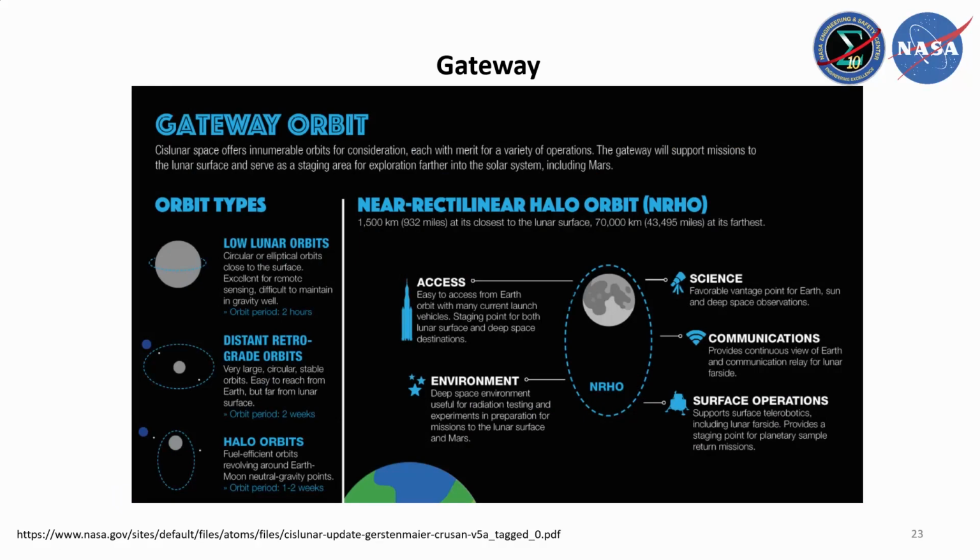The proposed Gateway will orbit in what is called a near rectilinear halo orbit, where on closest approach it will get within about 1,500 kilometers of the Moon's surface and will be about 70,000 kilometers away at its farthest. This gives Gateway the advantage of being easily accessible from Earth orbit and serves as a staging point for excursions to the lunar surface and into deep space.